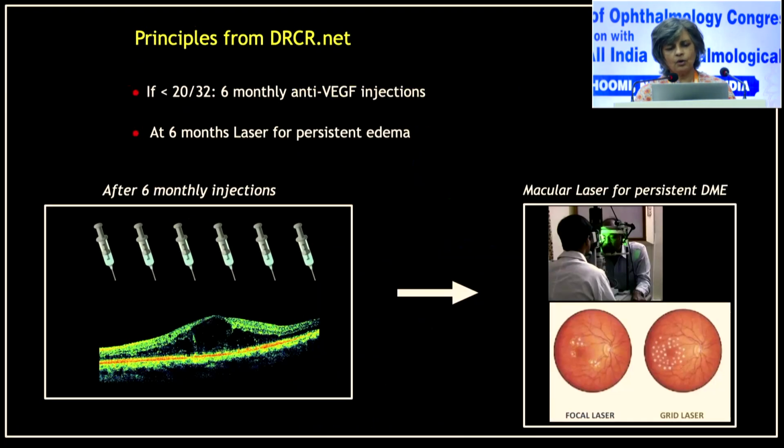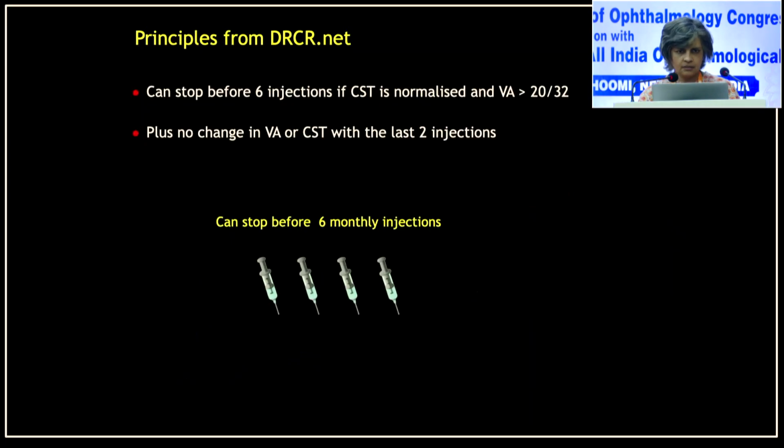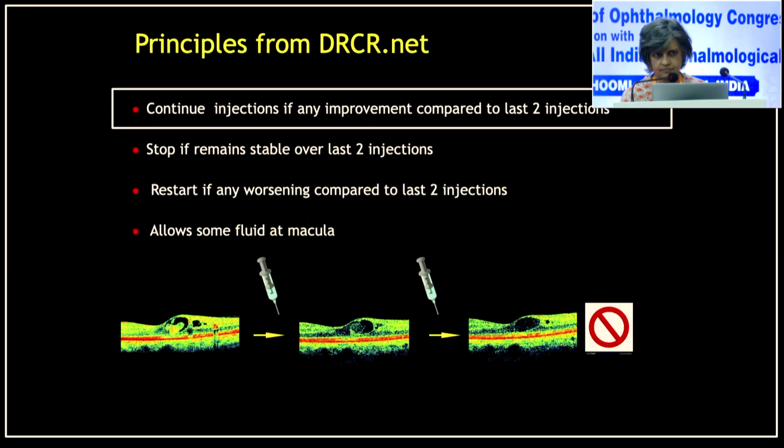The current protocol is, if vision is less than 20/32, we treat with monthly injections for 6 injections, and then at the end of 6th month, if there is persistent macular edema, we take the patient for laser. However, we can stop the injections before 6 if the vision is improved and the edema is negligible, or if in the last 2 injections there is no further change in vision or edema status.